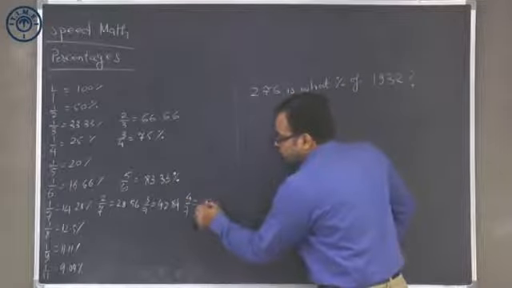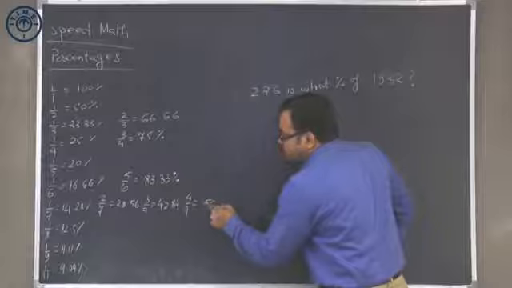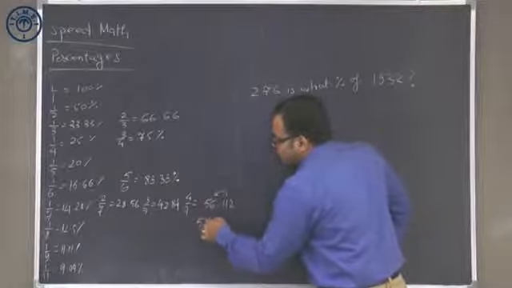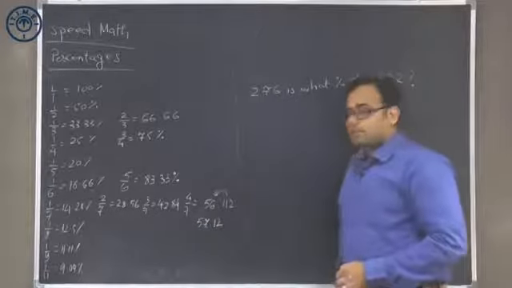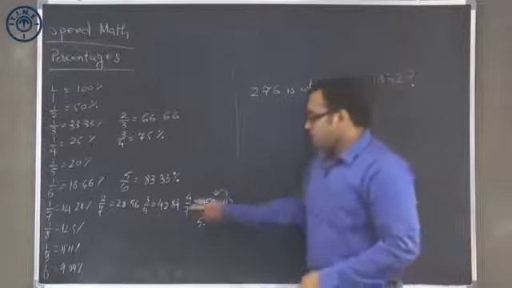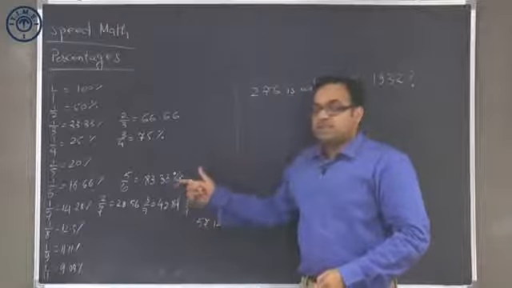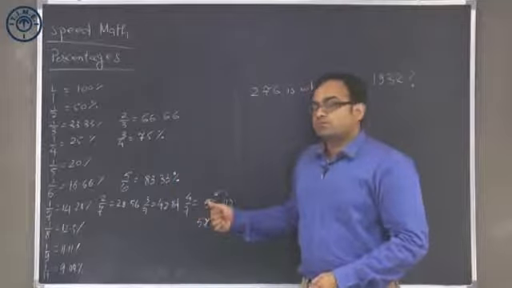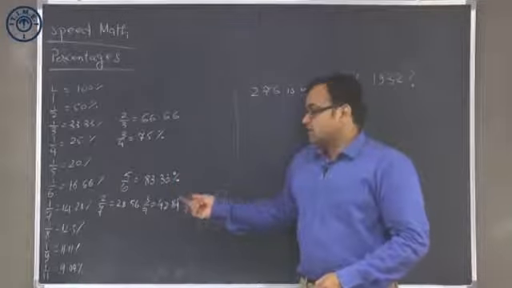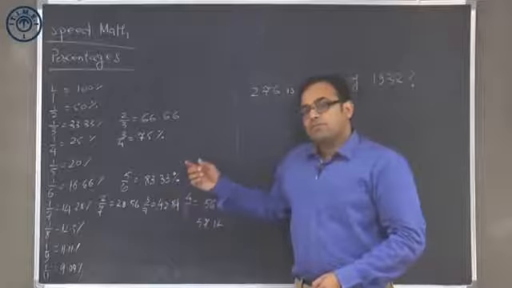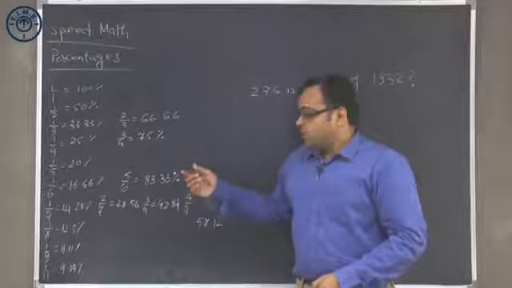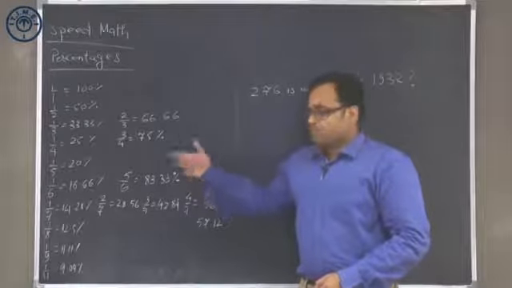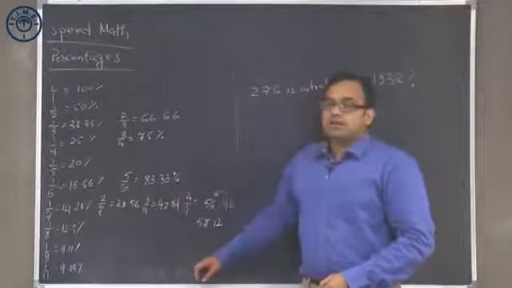So 4 upon 7 is 56.112, 1 will get carried here, so this will become 57.12, and so on and so forth. Similarly, 5 upon 7, 14 fives are 70, 72 is 140, so 1 will carry, 71.42. 6 upon 7 is 14 sixes are 84, 84 multiplied by 2 is 168 plus 1 carry, that will become 85 point something.